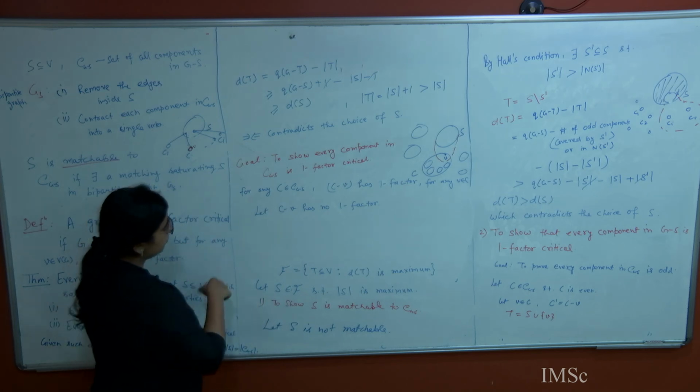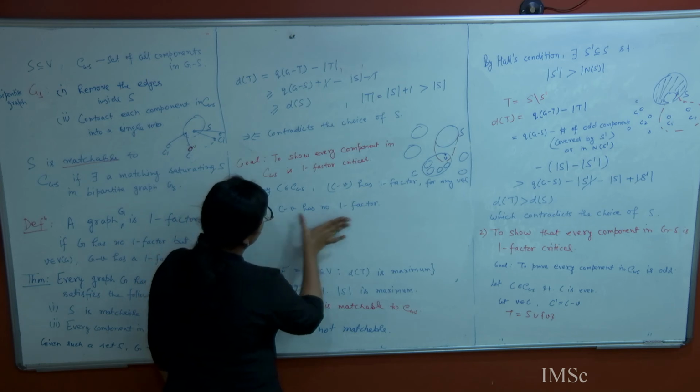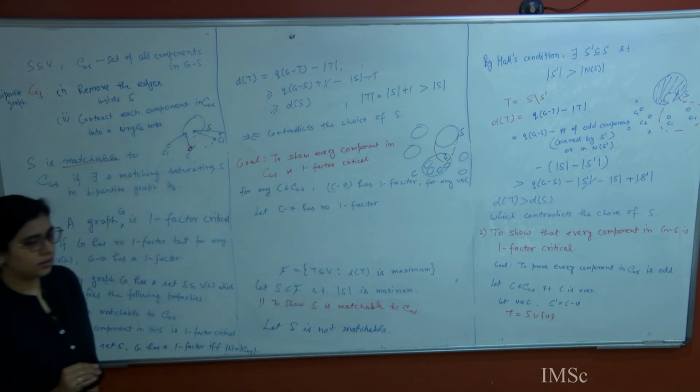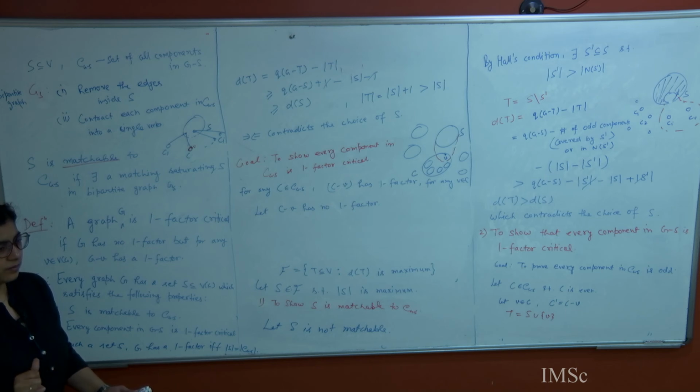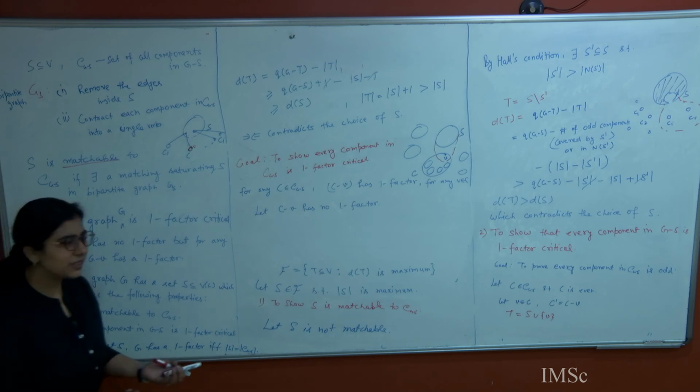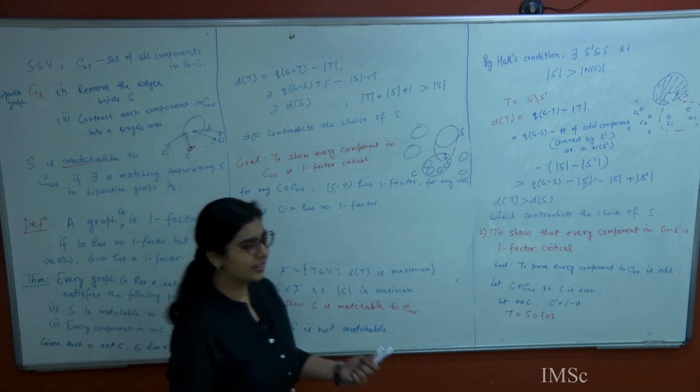If C minus V has no one-factor, then what can we do? What do we have? Let us use some result, like we have results, right?